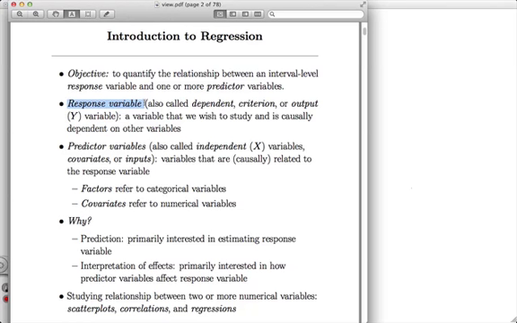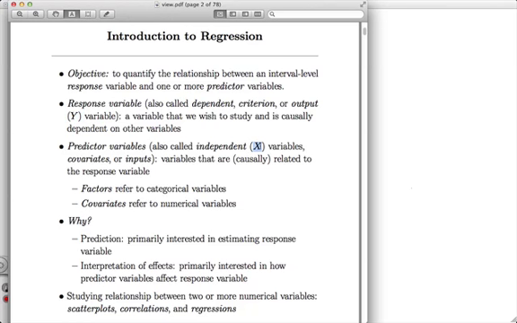Okay, so this is some outcome that we care about. We want to see how that relates to other factors. All right, and these other factors are going to be called predictor variables. I might call them independent variables. I might call them covariates. So the response variable or the dependent variable is always y. The independent variable or variables will always be x.